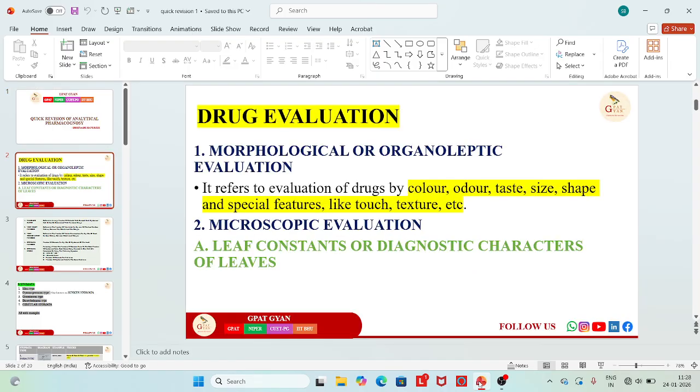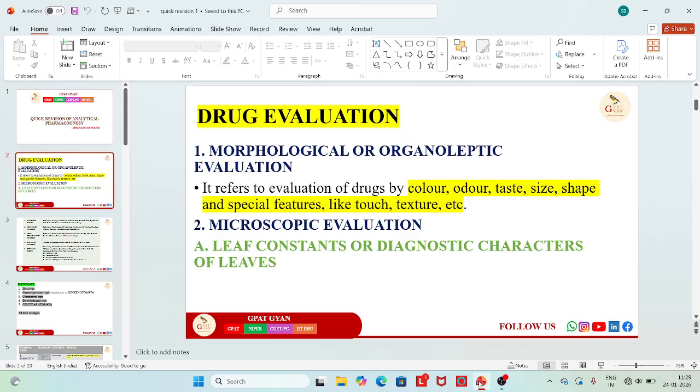Firstly, drug evaluation is the main part of analytical pharmacognosy, and you all know that the morphological or organoleptic evaluation is there, the microscopic evaluation is there, and physical, chemical and biological evaluation are part of analytical pharmacognosy. So morphological or organoleptic evaluation, you know, covers the special structures of the drug: the color, odor, taste, shape, size, etc.